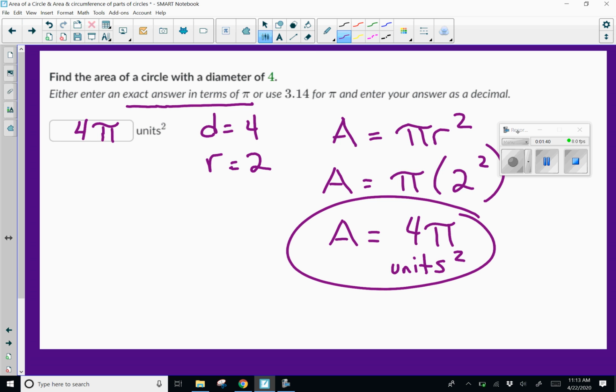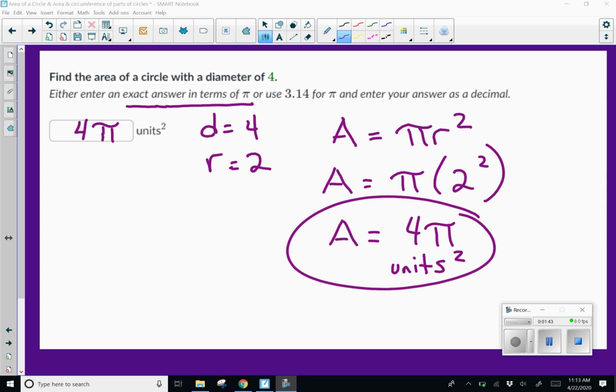Okay, so your first example from area of a circle says find the area of a circle with a diameter of 4. Well, if your diameter is 4, that means that your radius is half of that, which is 2. Now, notice the instructions say to either enter an exact answer in terms of pi or use 3.14 for pi. So what I've done is calculated both. Leaving your answer in terms of pi, my radius is 2, so 2 squared is 4. That means my answer in terms of pi is going to be 4 pi units squared. Now, if I wanted to calculate it using 3.14 for pi, I would simply take 4 and multiply it by 3.14, and that would give me 12.56.